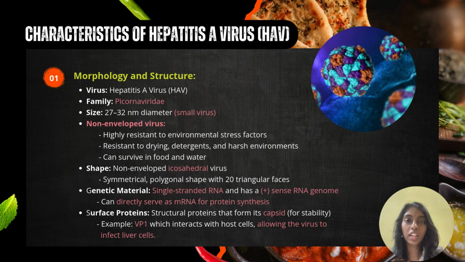Structurally, it's an icosahedral virus, which is symmetrical with 20 triangular faces. Its genome is single-stranded RNA, specifically positive-sense RNA, allowing it to directly serve as an mRNA for protein synthesis. The virus has structural proteins that form its capsid, which are responsible for its stability in the environment. HAV's capsid protein, like VP1, provides stability and enables interaction with host liver cells, crucial for initiating infection. This interaction is a key step in its ability to infect humans.